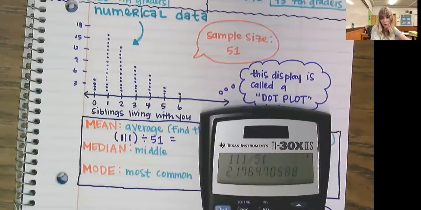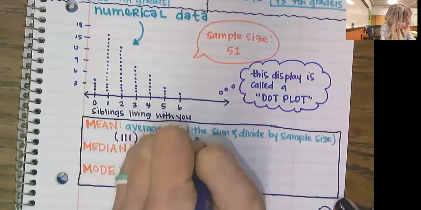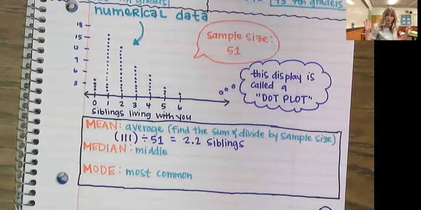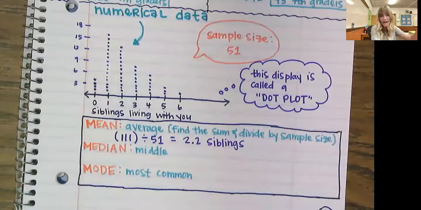is 2.176. So that's about 2.2. I'm going to call it 2.2. 2.2 siblings. Obviously, you can't have 0.2 of a sibling, but I'm trying to keep it a little more exact so I can do some comparing. This right here is the sum of all of the data you gave me. Add up all the answers you gave me, divide by 51, and you get something called the mean. Okay, the average number of siblings for my 7th graders is 2.2 siblings.